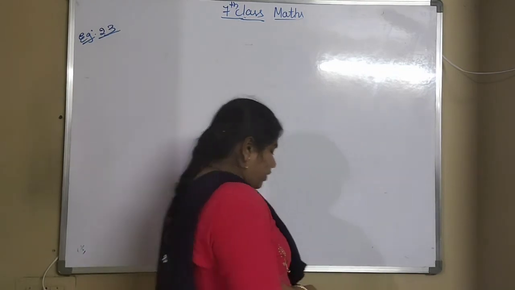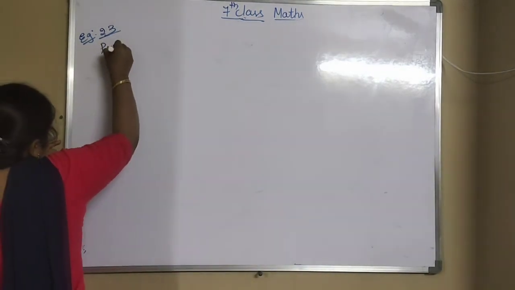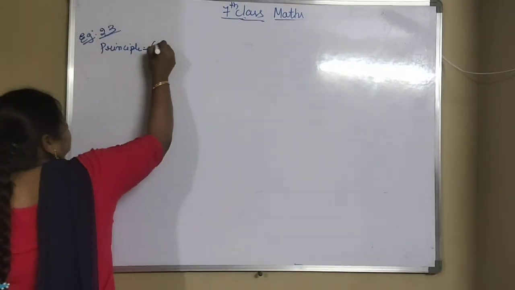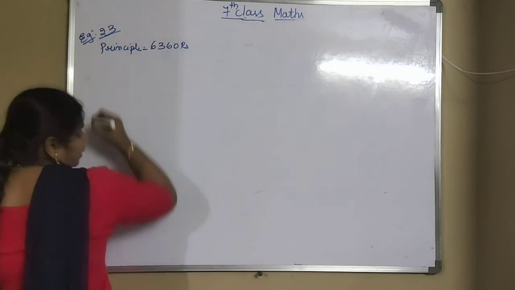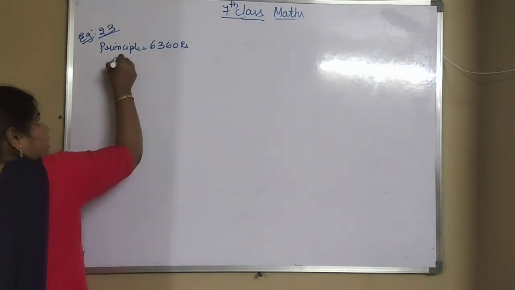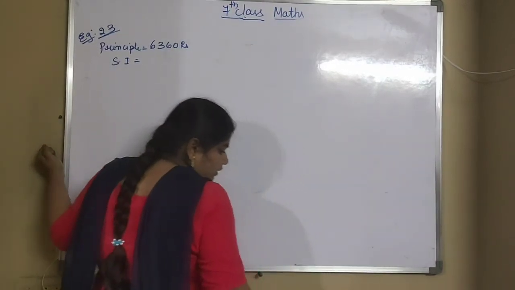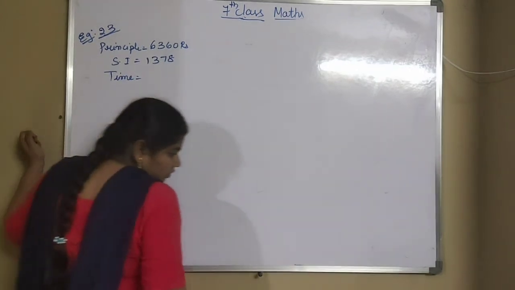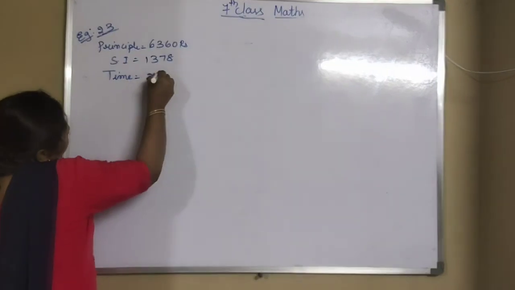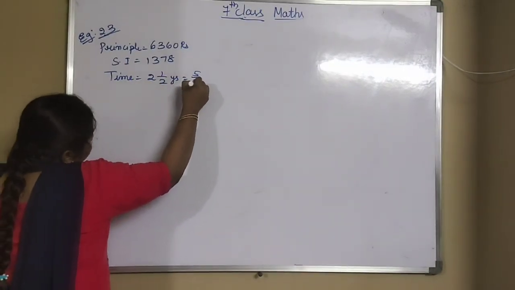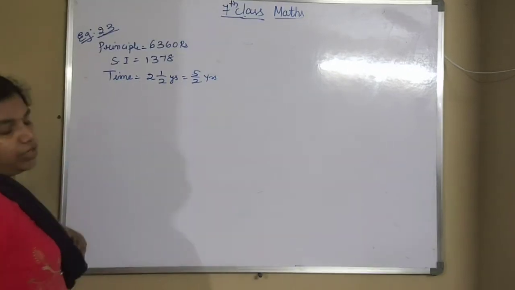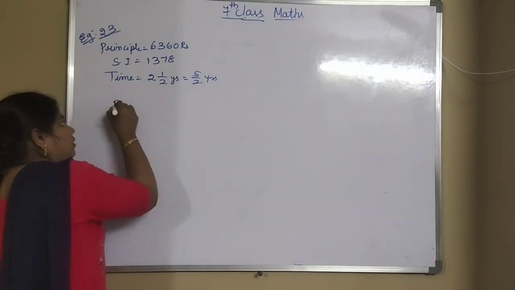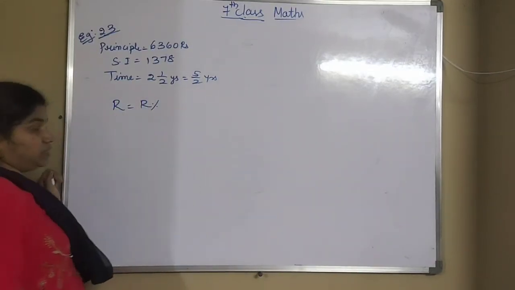Okay, so what they have given: principal value is 6,360, and simple interest they have given as 1,378. Time they have given as 2 1/2 years. So 2 1/2 years is nothing but 5/2 years. Convert that from mixed fraction into improper fraction. Okay, so now what we have to find? We have to find here the rate of interest, but I am taking it as R% only.